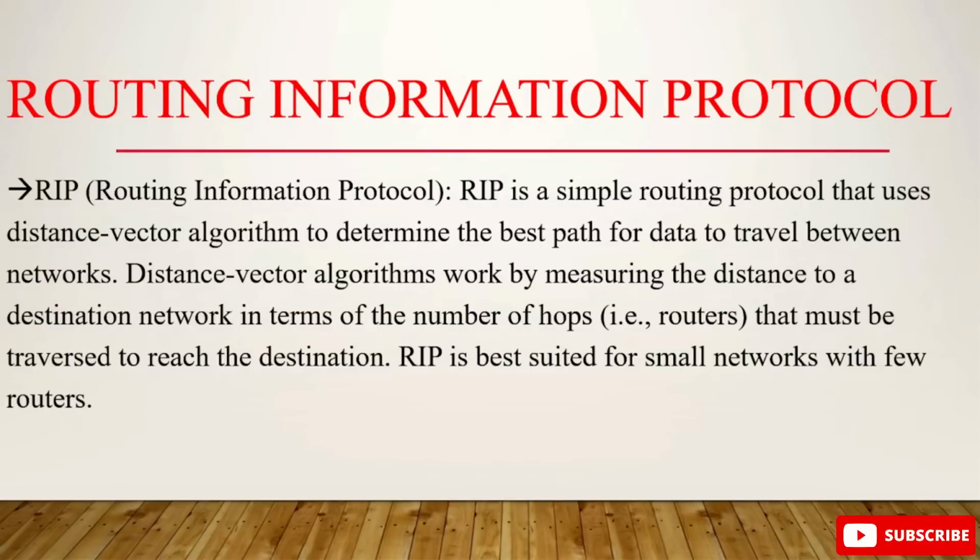RIP means Routing Information Protocol. RIP is a simple routing protocol that uses a distance vector algorithm to determine the best path for data to travel between networks. Distance vector algorithms work by measuring the distance to a destination network in terms of the number of hops, or routers, that must be traversed to reach the destination. RIP is best suited for small networks with few routers.